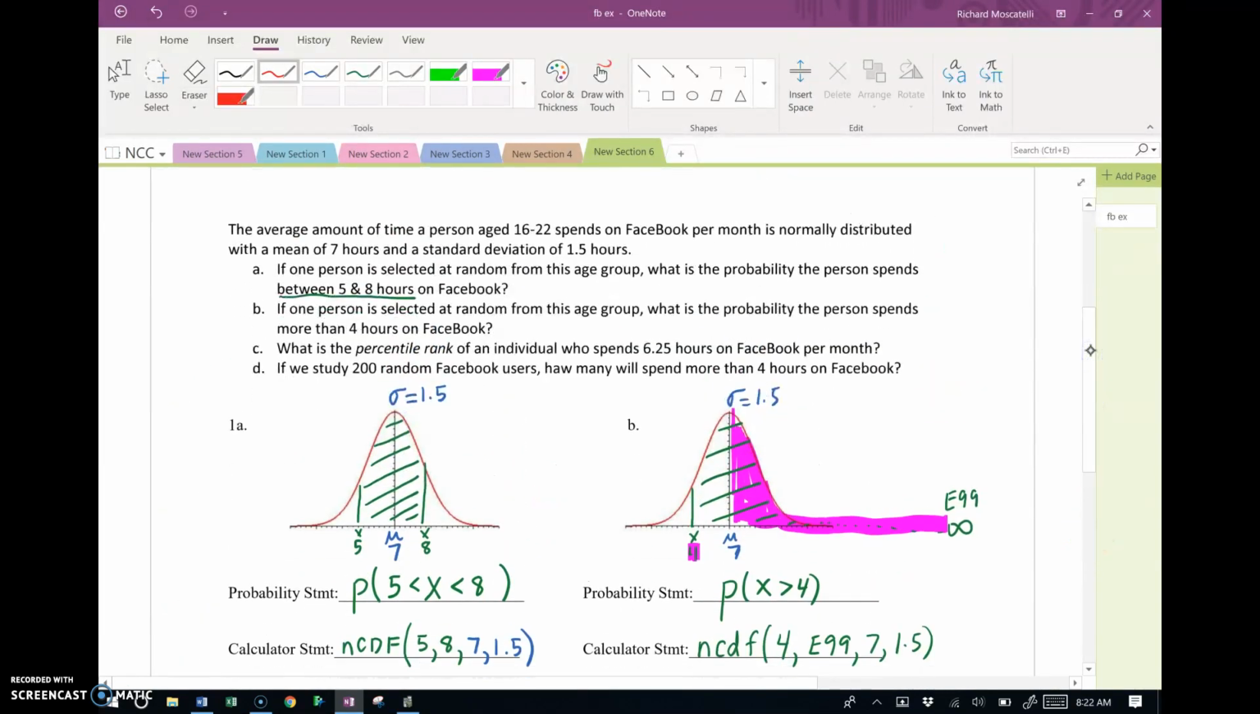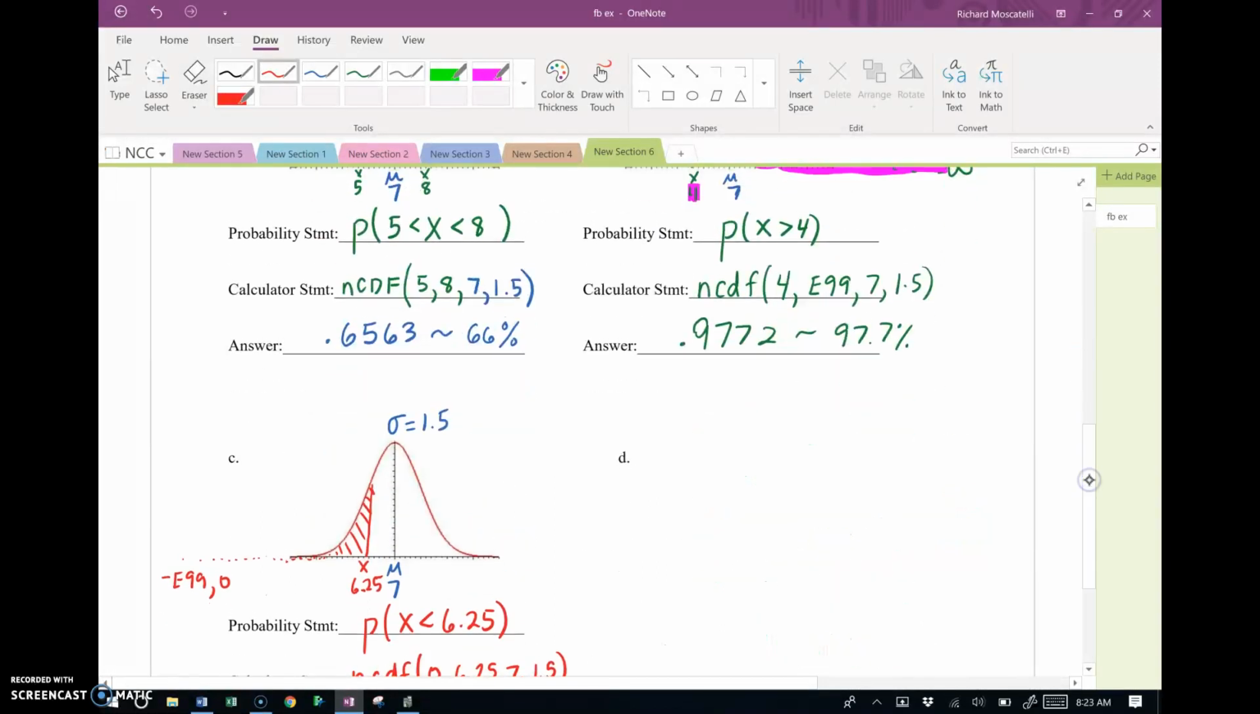Letter D. If we study 200 random Facebook users, how many will spend more than 4 hours on Facebook? All right, well, that's not a probability question. That's talking about how many of these 200. Well, you know what? If you go back to letter B, you could notice that we already found the probability that someone spends more than 4 hours. So right now, we already got that number. That's this thing right here. 97.7% spend more than 4 hours.